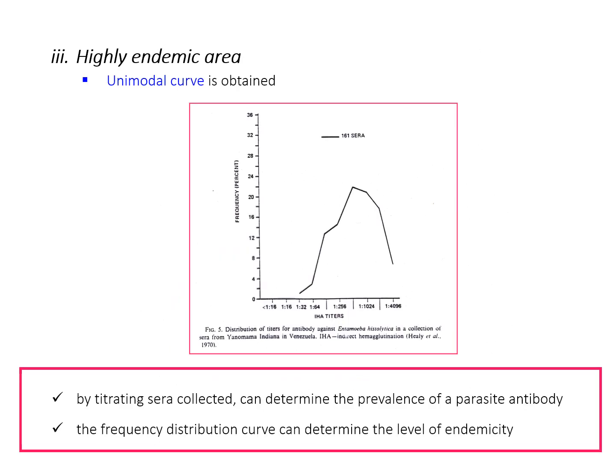So in highly endemic areas, a unimodal curve is obtained. This is how the curve looks. The majority of the population have very high infection with very high titer values. In this case, most of them have a titer value of about 1 to 500. So by titrating serum collected from a population, one can determine the prevalence of a parasite antibody. The type of the frequency distribution curve can be used to determine the level of endemicity.